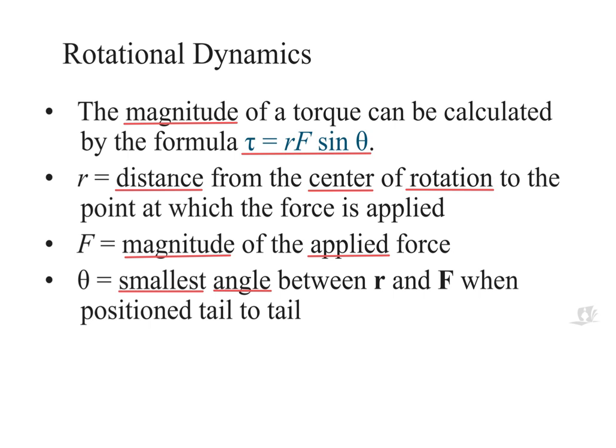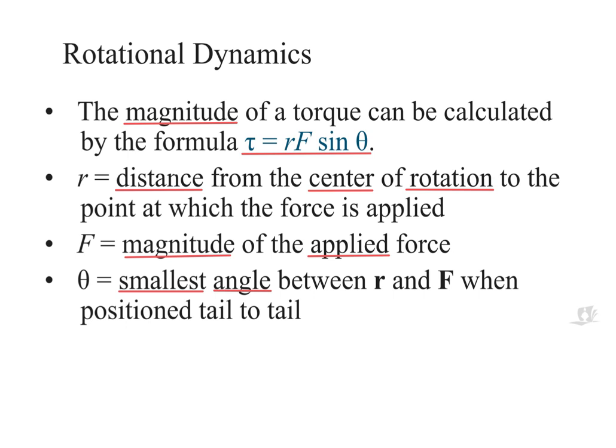We have new formulas that are being introduced. They have to do with the angle at which it is located from that center or that pivot. The magnitude of a torque can be calculated by the formula. This is a new Greek letter. Y'all are going to know the whole alphabet before this year's over. This is the Greek letter tau. As you can probably guess, it's similar to our T location in the alphabet, tau. It is R times F times the sine of theta.